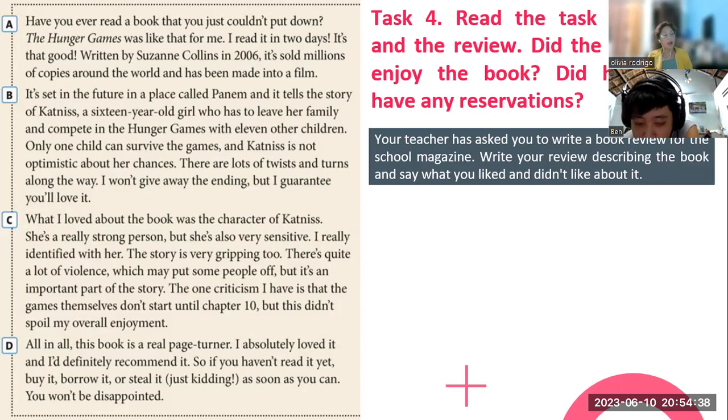Example, you're reading a book about Einstein. So you give me a review about the book, what the book is all about, you describe, and you will say what you like about the book and what you don't like about the book. Okay, that's all.